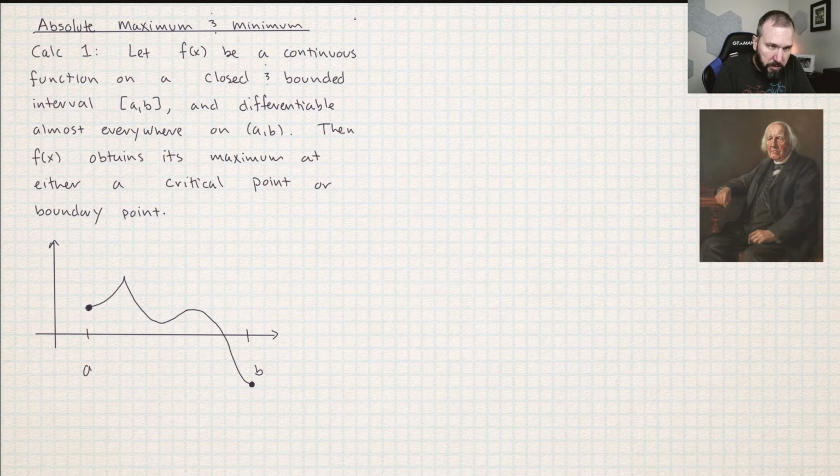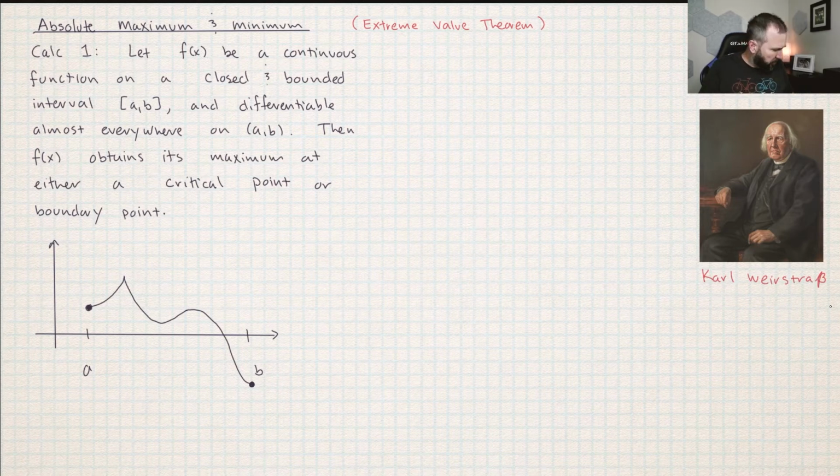This theorem is called the extreme value theorem, and it is often credited to this guy, Karl Weierstrass. Karl Weierstrass, that's the German letter, they have a double letter S. I think it's called an Esset. I can't draw it. I don't know. Karl Weierstrass.